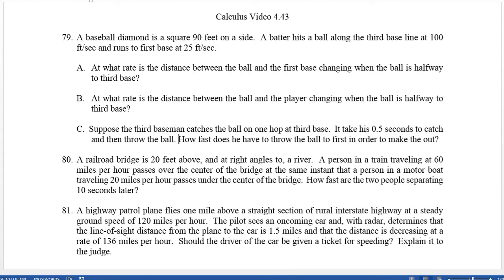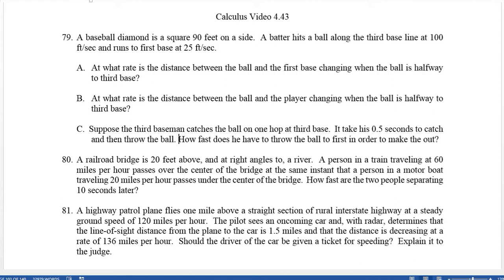Next one, a railroad bridge is 20 feet above and at right angles to a river. A person in a train traveling at 60 miles per hour passes over the center of the bridge. At the same time, a person in a motorboat traveling 20 miles per hour passes under the center of the bridge. How fast are the two people separating, say 10 seconds later? Okay, that's going to require you to draw a three-dimensional picture. So think about that a little bit.